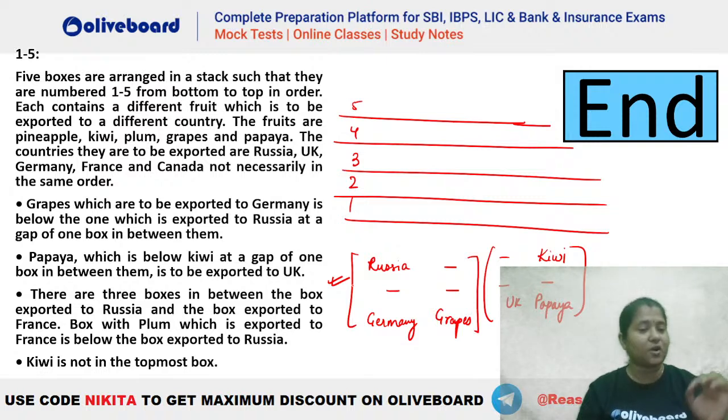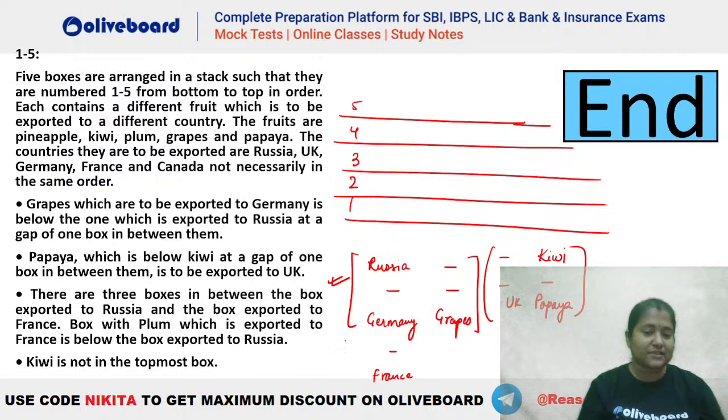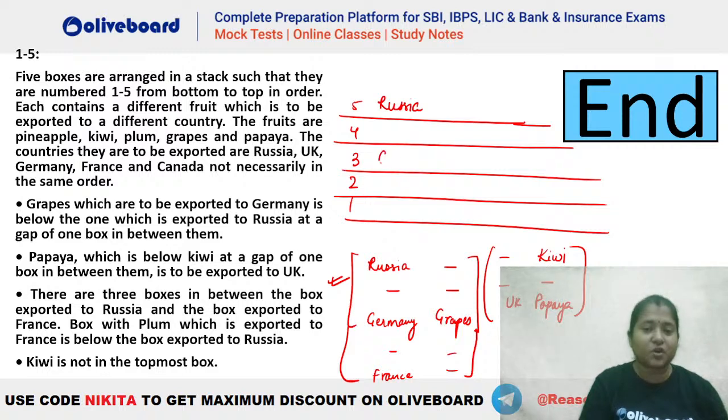So we have 3 boxes between Russia and the one that is exported to France. So 1, 2 and 3. Then we will be having France here, right? So you can see this is the kind of situation that you will be getting, right? This is the arrangement of 5 boxes. That means Russia has to be the topmost box, followed by Germany here, which is grapes, okay? And then we have France here. Okay, this is the situation that you will be getting.